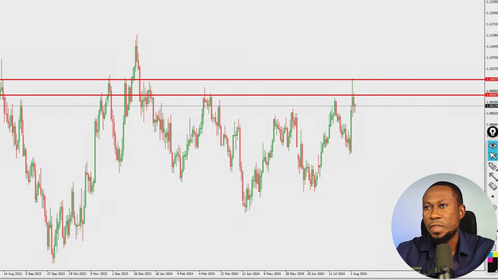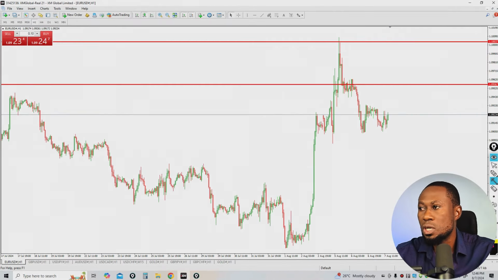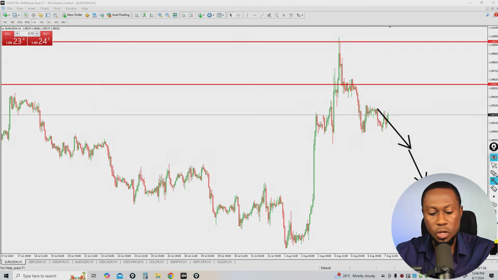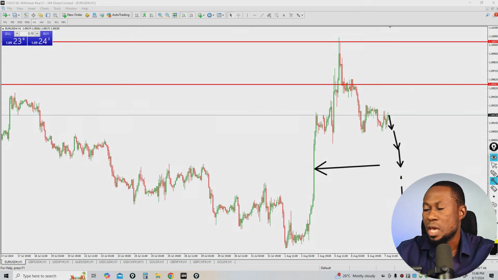So if I shift down to the 1 hour time frame, you should be able to see what I am saying. My prediction is that price will start dropping very, very fast, because I have a few reasons why I said so. If you check this large bullish candle body, you should be able to know price would like to come retrace and fill in this gap and start falling down.